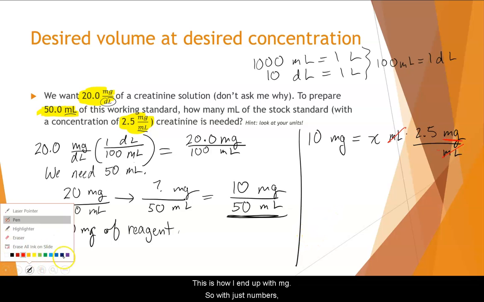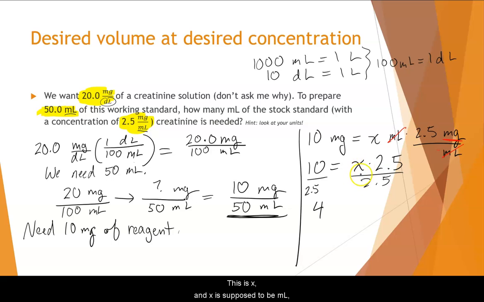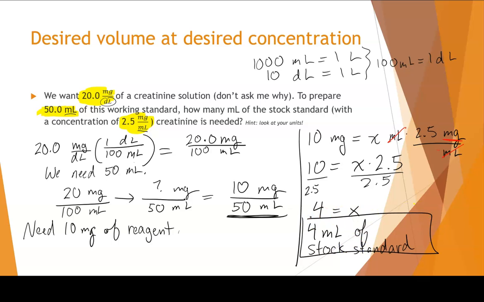So with just numbers, no units in there, this is 10 equals x times 2.5. So to solve, we just divide both sides by 2.5. And we end up with 4. This is x. X was supposed to be milliliters. So 4 equals x, which means we need 4 milliliters of the stock standard.